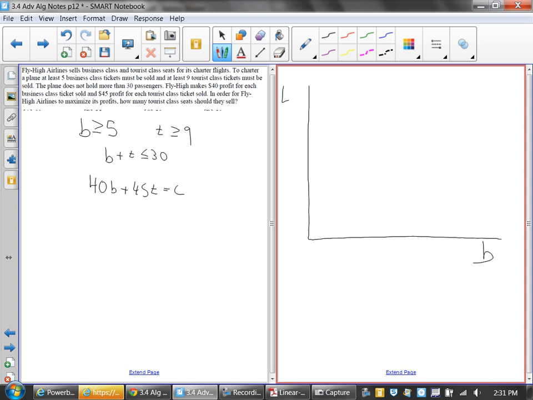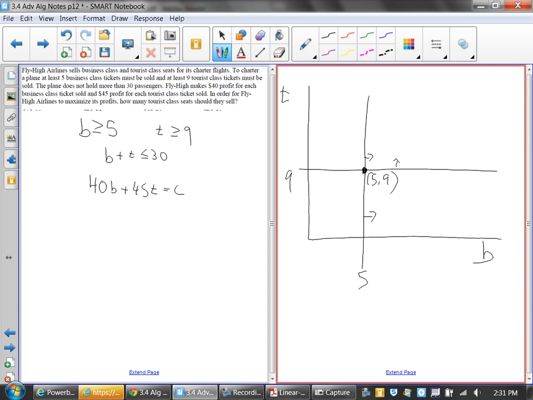B and T for tourists, my value of B has to be greater than or equal to 5. So I'm starting past 0. I can't have 3 of them. I have to have at least 5. Same thing with the 9. I've got to be here. So I have an ordered pair that it meets, because it's out in this direction now, of 5, 9.